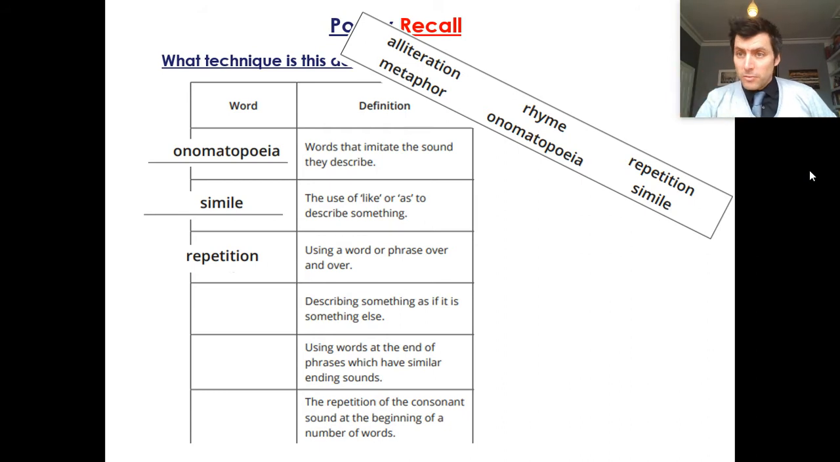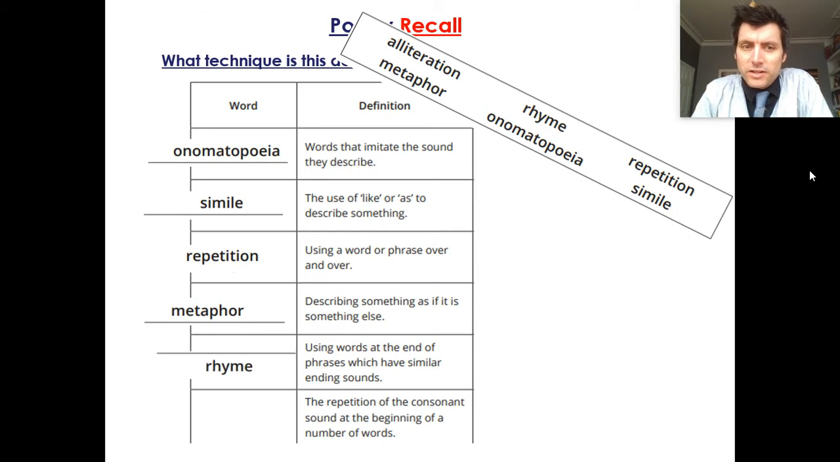Repetition, so we repeat, we repeat, we repeat. I tried not to say it in the definition. Metaphor is similar to a simile, but we don't use the words like or as, because we actually say something is something. The world was empty, or something. I'm trying to think of a metaphor offhand, and we'll see if we spot some within Anthem for Doomed Youth in a bit.